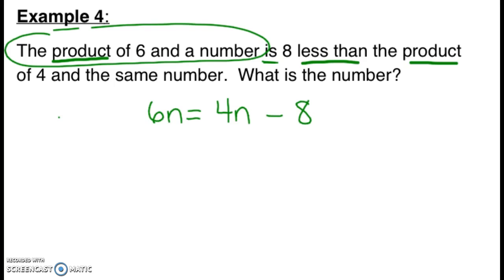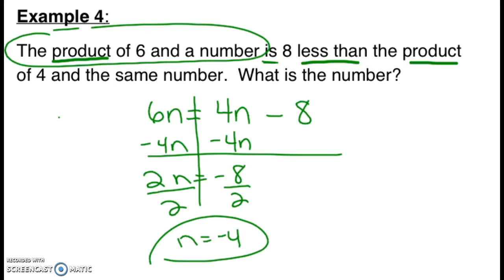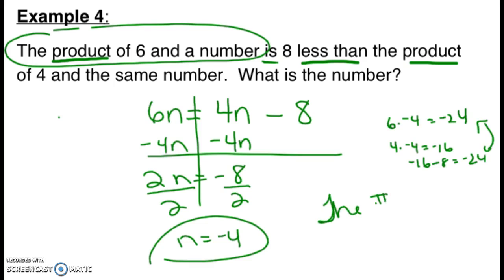That's my equation. Now I can just solve this like a normal equation. It has variables on both sides, so remember we only want those on one side. I can subtract 4n from both sides. I get 2n equals negative 8, and then I want to divide both sides by 2, and n equals negative 4. And if I check that, the product of 6 and that number, negative 4, well, 6 times negative 4 is negative 24. And then 8 less than the product of 4 and that same number, so 4 times negative 4 is negative 16, and negative 16 minus 8 is negative 24. And these match, that's what we wanted. So the number is negative 4.